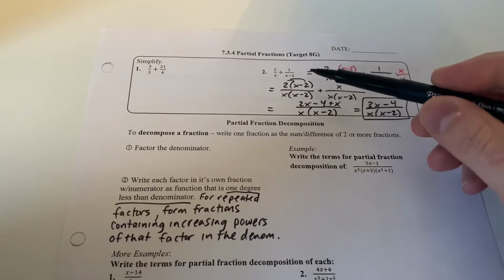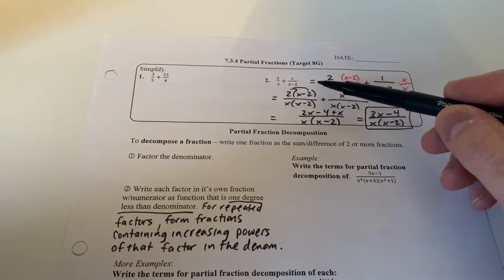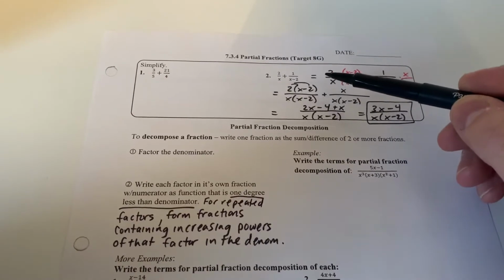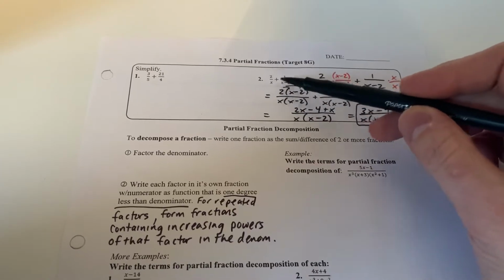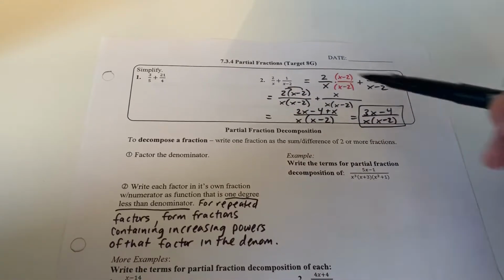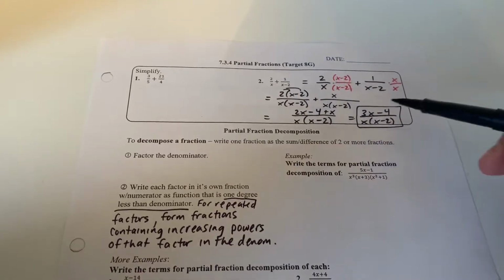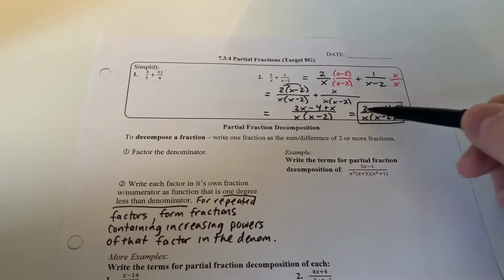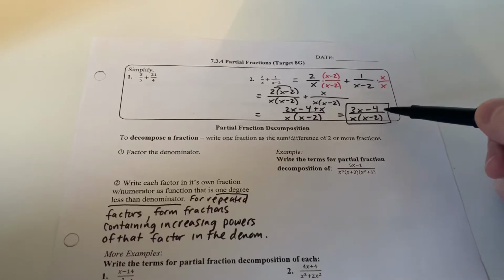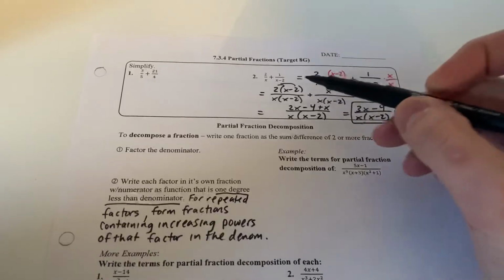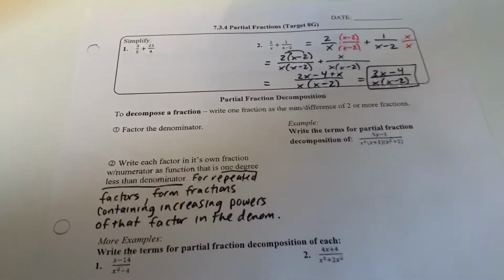So what we're trying to do is really the reverse of this warm-up 2 here. Hopefully you tried both of the warm-ups before playing this video. Here we're finding a common denominator to add these fractions together. We started with 2 over x plus 1 over x minus 2, and ended up with 3x minus 4 over the common denominator. With partial fractions, we're going to start with the answer and try to break it up into 2 fractions that add or subtract to make that.